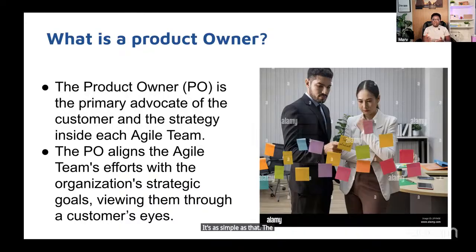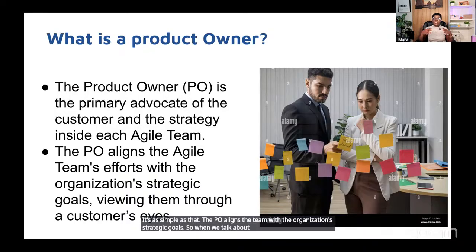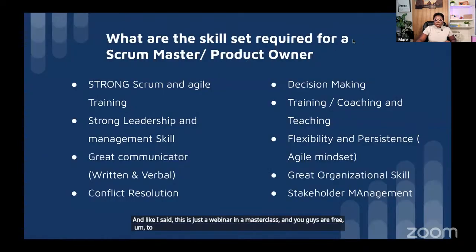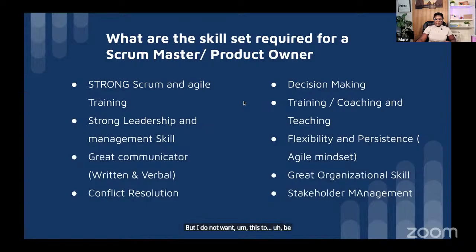The PO aligns the team with the organization's strategic goals. So when we talk about strategic goals, that's the bigger goal of the organization. As a product owner, there are some skills you need that would help you to be a great product owner. There are skills you can also have as a Scrum Master and skills you need to learn now to have those two experiences. Like I said, this is just a webinar and a masterclass, and you are free to ask me any question, but I do not want this to be confusing for you.